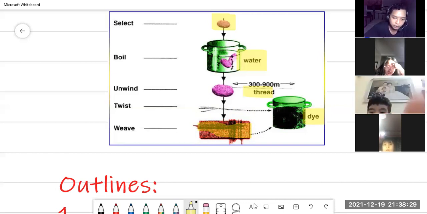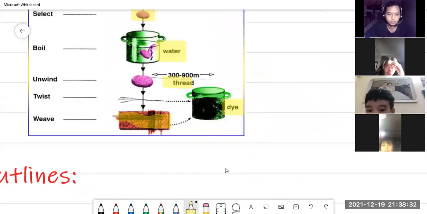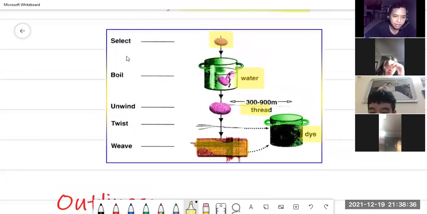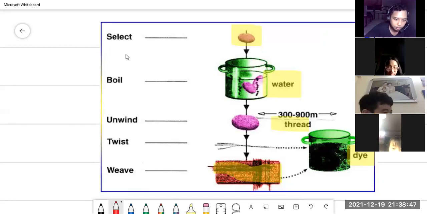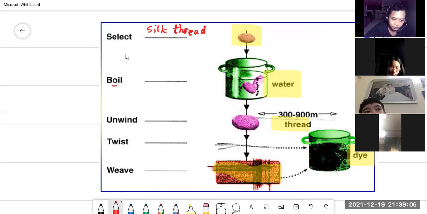Okay, actually we have the words in here. The first one is select. Everyone say select. Select. So what are we selecting? Silk thread. Okay, very good. Everyone say silk thread. Silk thread. Okay, and then boil. What do we boil? Boil the water. Okay, because we have water here.